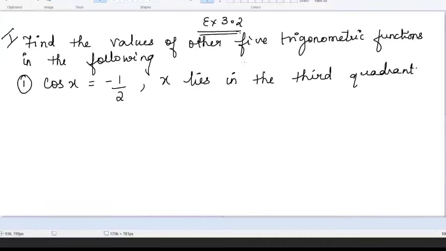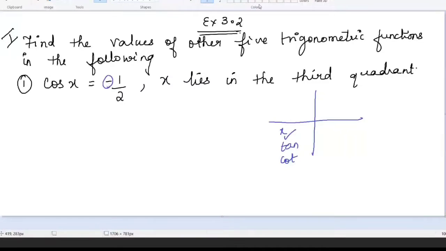Okay, so first question I will explain. I want you to listen first, then you write. We have 4 quadrants. Now where is x? X is lying in the third quadrant. So in this quadrant, first understand who is positive. Tan and cot should be positive. So the rest 4 trigonometric functions, sine, cosecant, cos and secant should be negative. That's why the given cos has a negative sign. This should be the first understanding when you read the question.